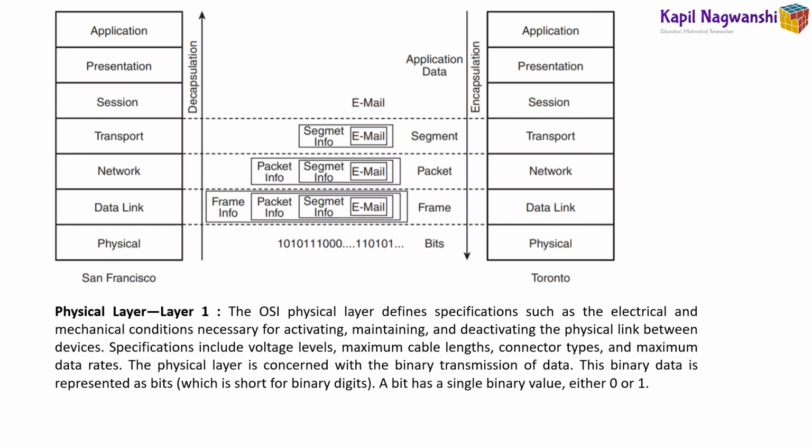These are the 7 layers, and how you communicate using these 7 layers is shown here. Suppose a person is in Toronto and he wants to send a message to a San Francisco friend. So what will be the procedure? How is it going on? This is shown here. Application layer.